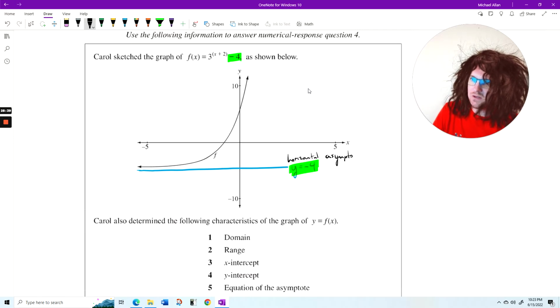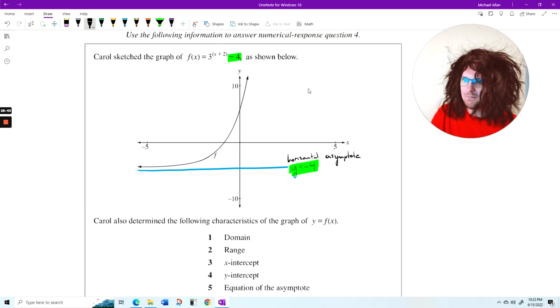It doesn't have a vertical one, just a horizontal asymptote. Remember, these ones only have the 1. It's rational expressions that could have both, right? Unless there's a point of discontinuity.